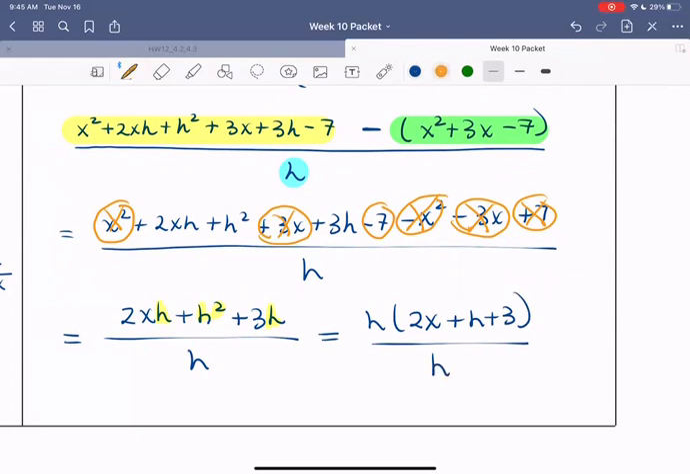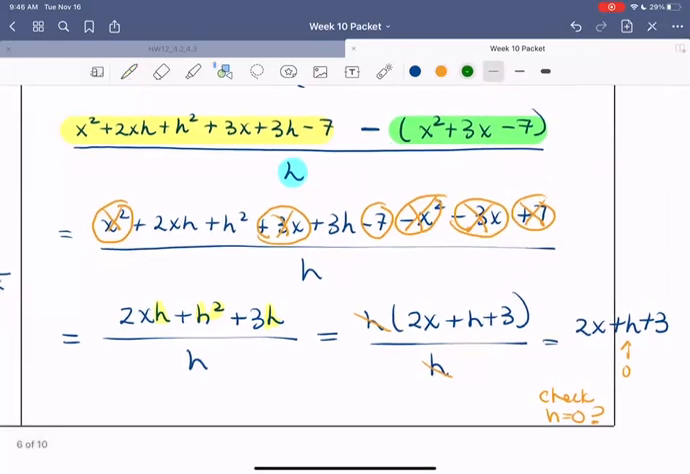And now, do we see anything that cancels? Beautiful. The h in the numerator cancels with the h in the denominator. So we are left with 2x plus h plus 3. Is there any other simplification we can do? Doesn't look like it. And another way we can check to make sure that we are done is check, can we plug in h equals 0? If h was 0, then we just get 2x plus 3, and that would be okay. No issues there. So our answer is 2x plus h plus 3.